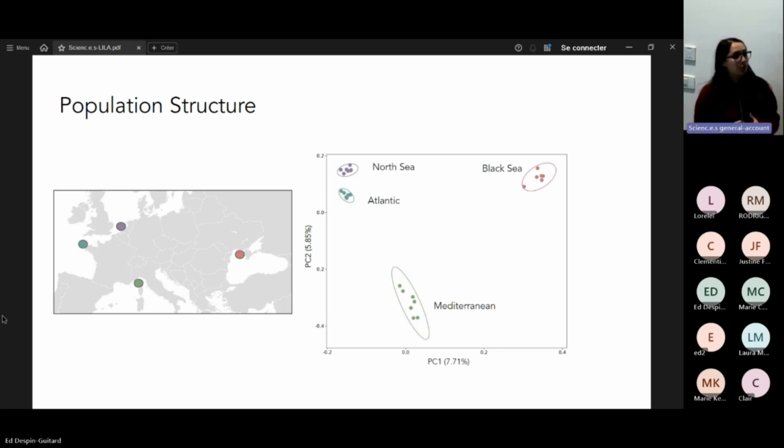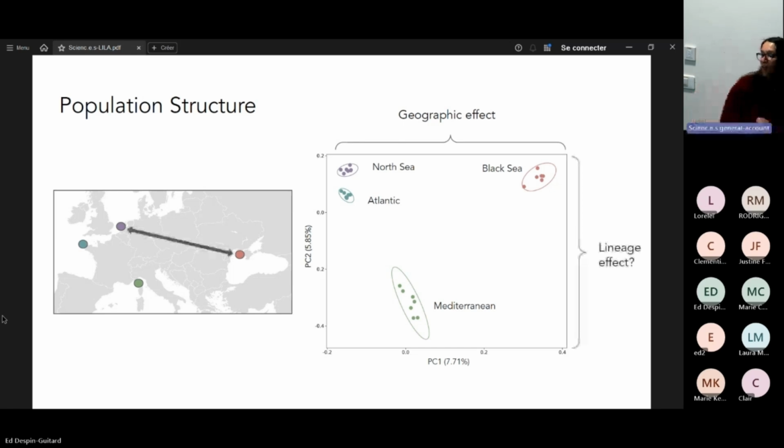So the first thing that we did was to determine if we were seeing the same results as with the smaller number of markers. Okay, cool. So we can see that the populations separate out really nicely. On the x-axis, we have this potential geographic effect where we're seeing the North Sea and the Atlantic on one side and the Black Sea on the other. And on the y-axis, we have this potential lineage effect occurring, where interestingly, we see that the North Sea and the Black Sea, which are the most geographically distant, are the closest together.